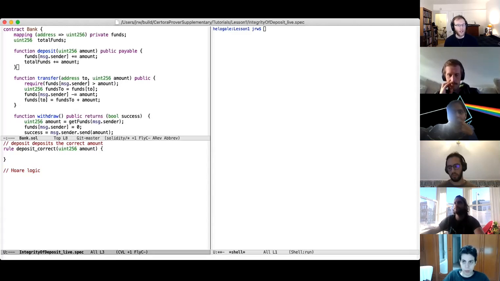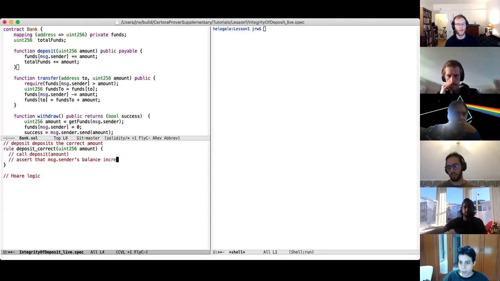Okay, I want to actually write a rule, so let's do that. So what are we trying to do here? Let's write some pseudo rules here. We're going to call deposit on this amount, and then assert that message.sender's balance increased by amount. Okay, that's what we want to do.